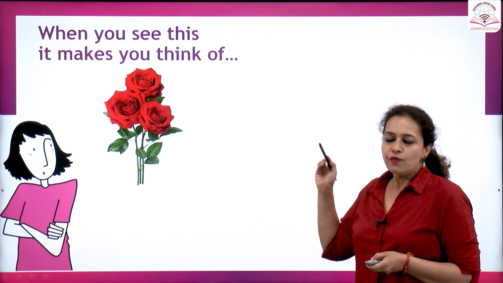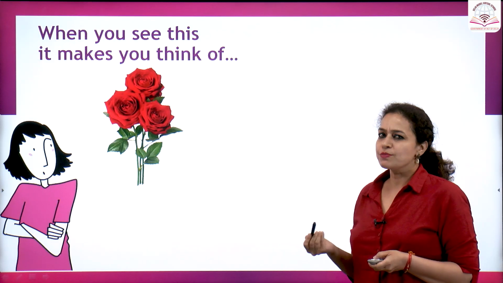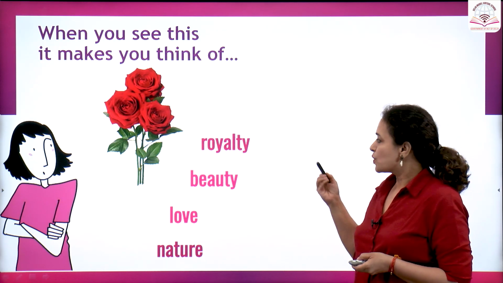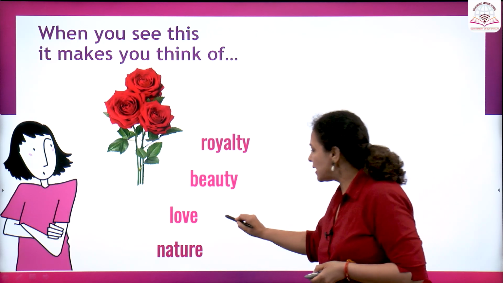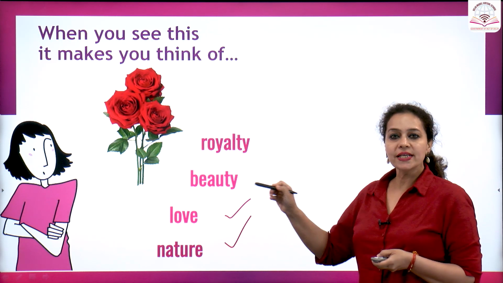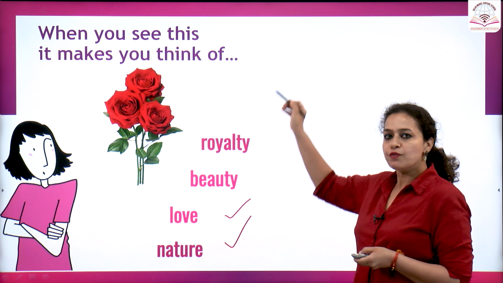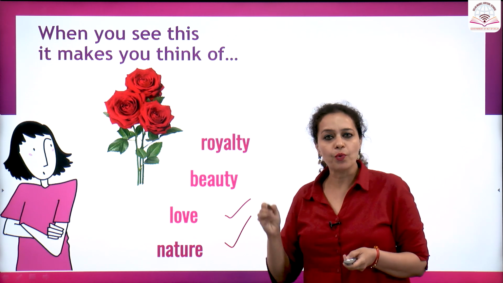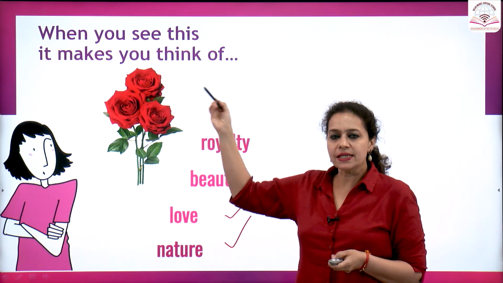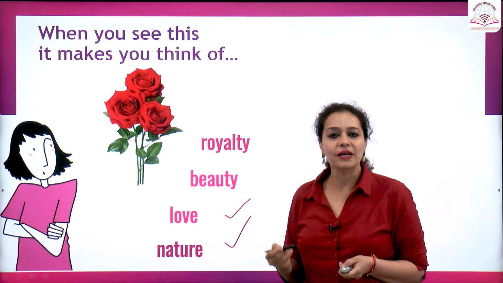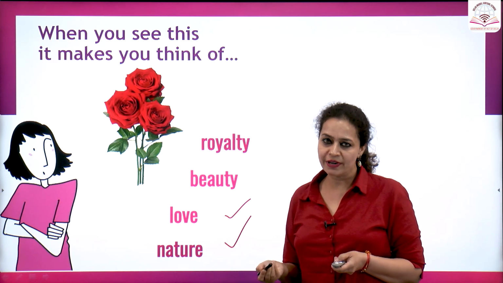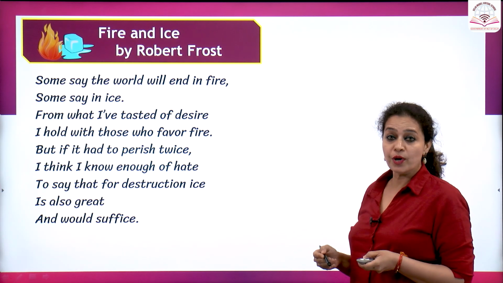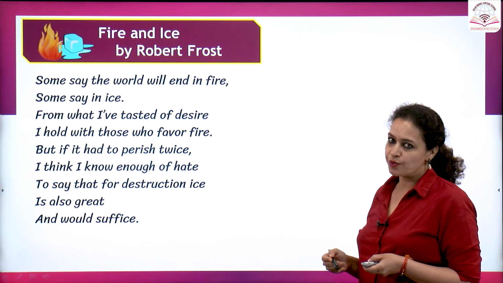Now students, when you look at roses, what comes to your mind? Obviously, these are the thoughts that come to your mind: royalty, beauty, love and nature. So we can say rose is a symbol for all these qualities. So rose is a symbol, and when poets use rose, these are the things that are being symbolized in that particular piece of writing. Now let's see this example of a very famous poem, Fire and Ice by Robert Frost.